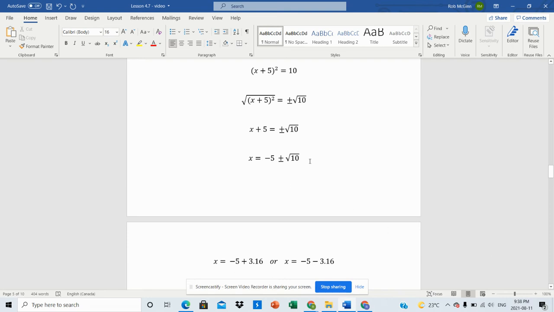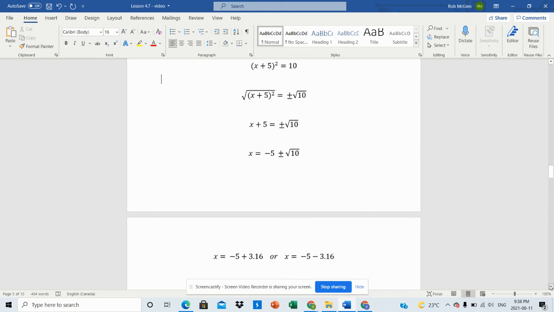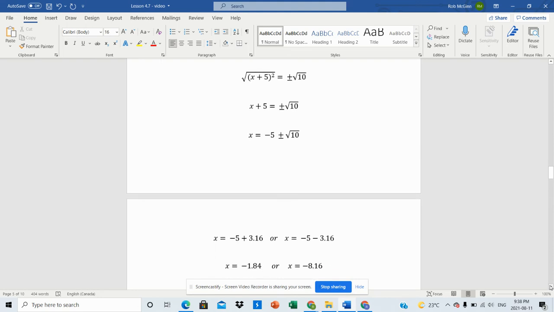And I'm actually going to do the square root of 10. You can leave it in root form if you want. That is totally up to you. So I'll have x equals minus 5 plus 3.16, or x equals minus 5 minus 3.16. Now I'm just going to solve those, and I'll know what my x-intercepts are. So x equals negative 1.84 or x equals negative 8.16. Those are my x-intercepts of my original equation, which was x squared plus 10x plus 15.